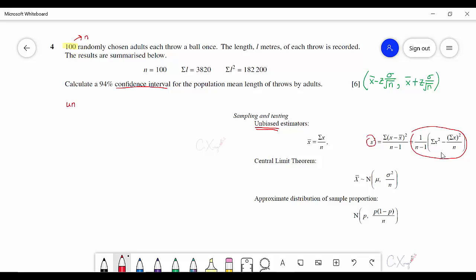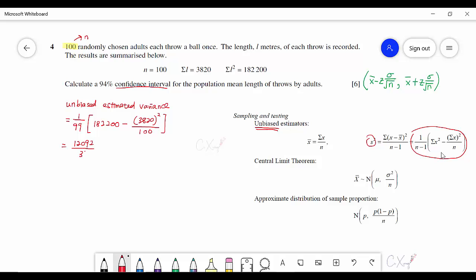Okay, so first we need to calculate the unbiased estimated variance. Alright, and the formula is 1 over n minus 1, which means 1 over 99. Okay, then multiply with summation x square, which is 182200, minus the L, 3820 square divided by 100, which is n. Okay, and after that you will get the value 12092 divided by 33.